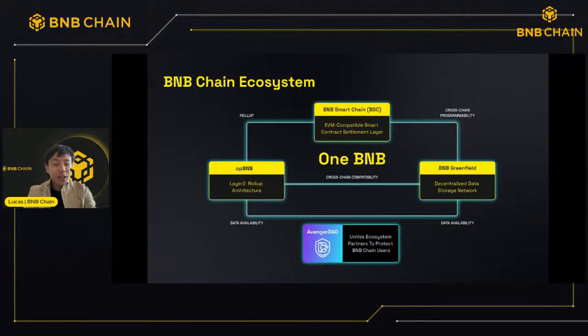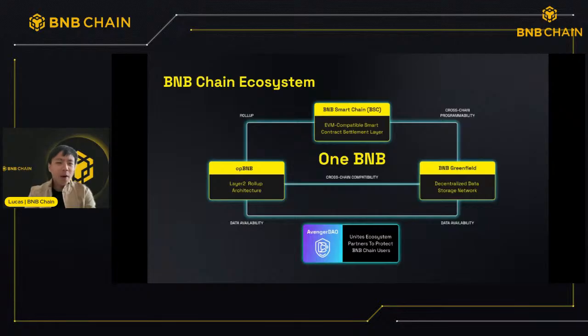The BNB Chain ecosystem is made up of four key components. BNB Smart Chain, our flagship blockchain that many of you are already familiar with. opBNB, our fast, scalable layer 2 rollup solution built on the Optimism OP Stack. BNB Greenfield, a decentralized data storage network bridging Web3 to files and data. And lastly, Avengers DAO, a community-led security initiative to help protect users from scams, exploits, and malicious actors. Together, these components form the foundation for a secure, scalable, and developer-friendly Web3 ecosystem.